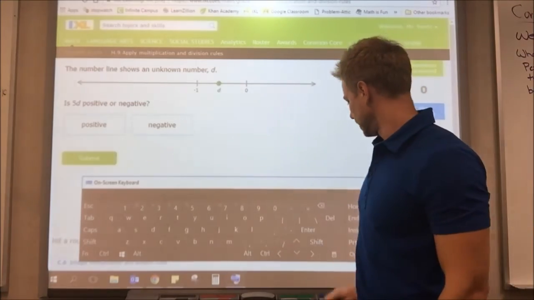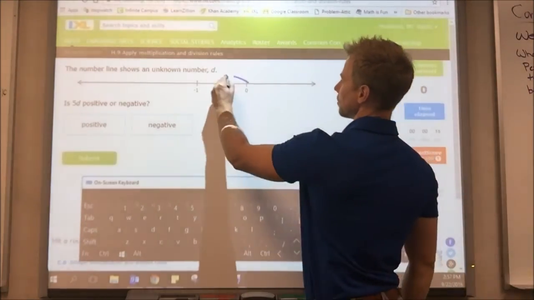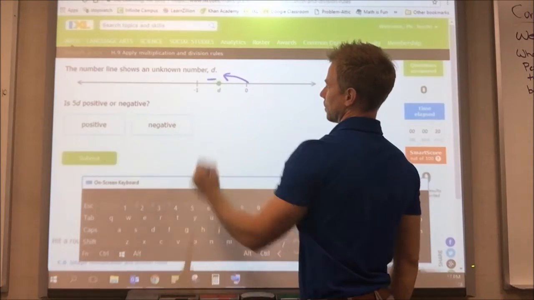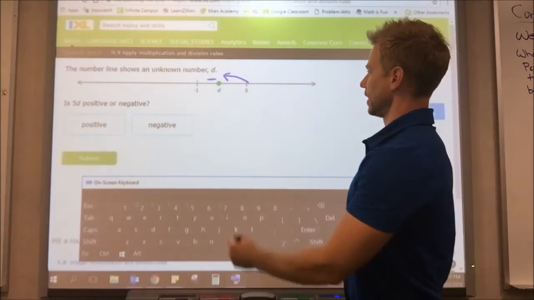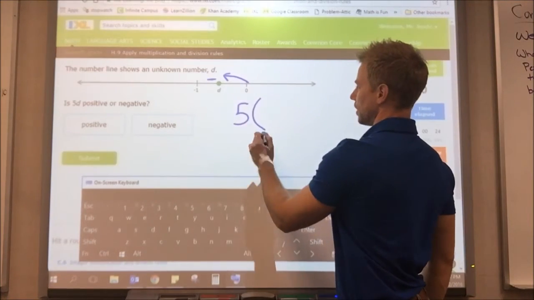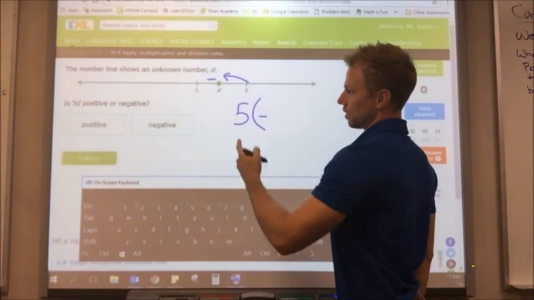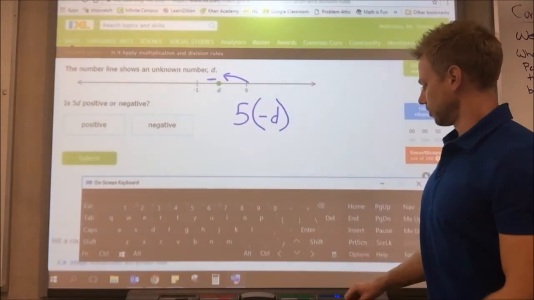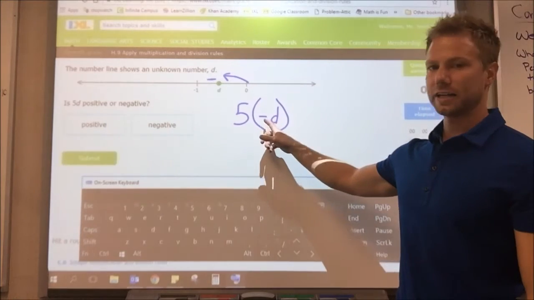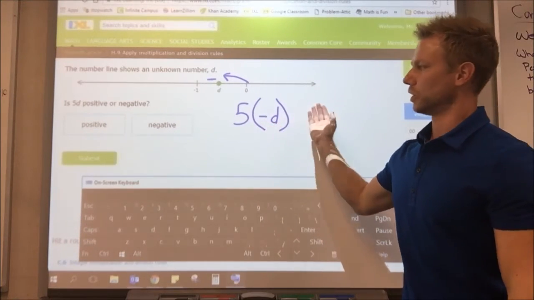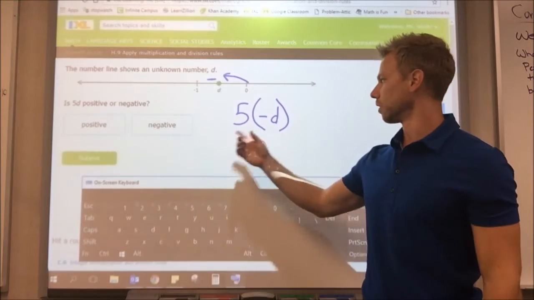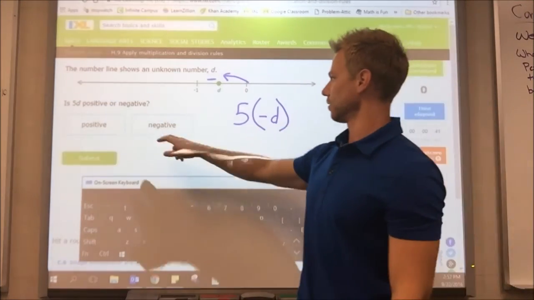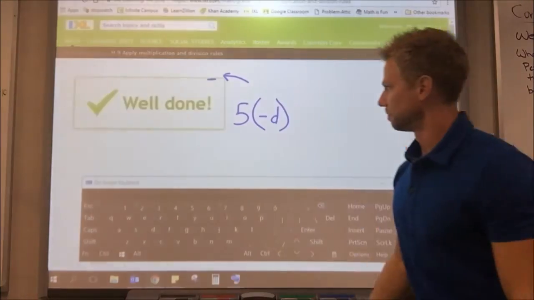Okay, so if I look at D, it's to the left of 0, so it's going to be a negative number. Okay, if I take a negative, whatever number it is, times a positive 5, will that be a positive or negative? Well, it would be an odd number of negative signs, which from our notes from before, if you have an odd number of negative signs, it makes your answer negative. So that would be negative.